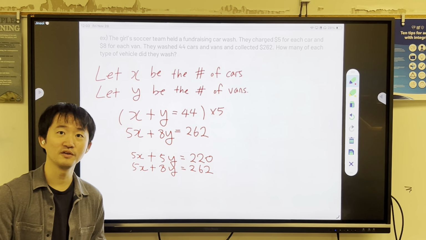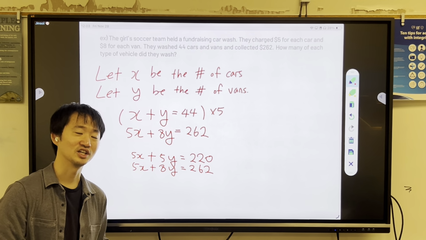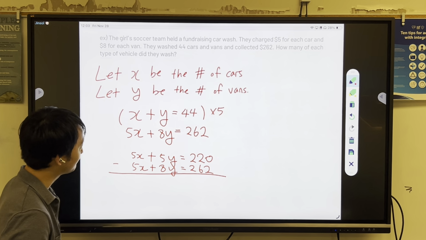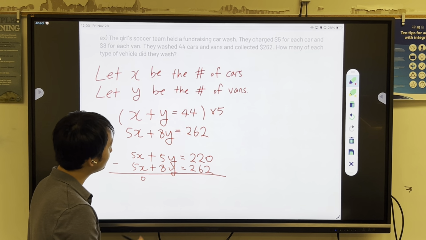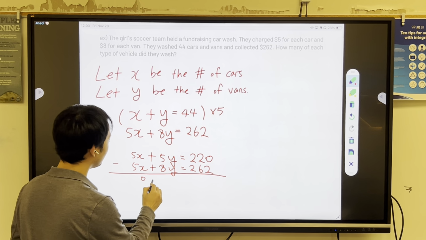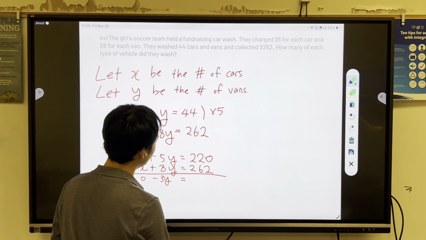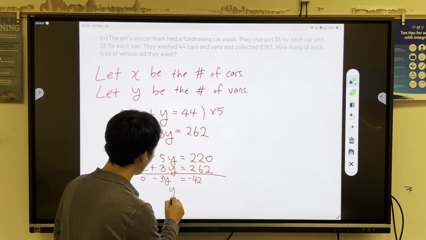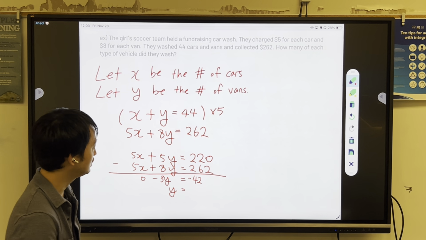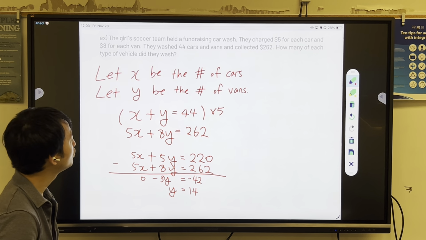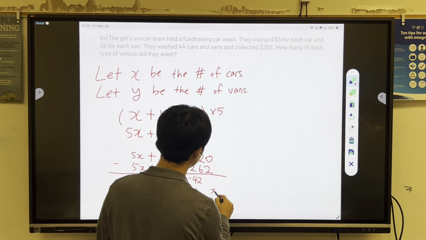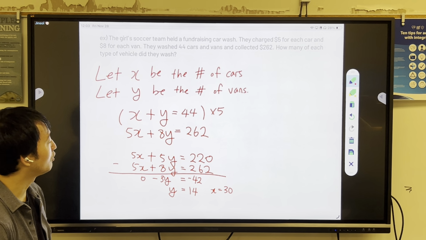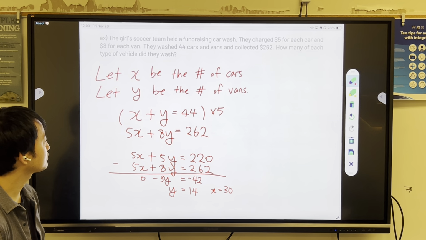And now, because the coefficients of x are matching, we can eliminate by subtracting the two equations. 5x minus 5x is 0. 5y minus 8y is negative 3y. 220 minus 262 is negative 42, which means y is 14. That also easily tells me that x is 30, because x plus 14 is 44, therefore x must be 30.